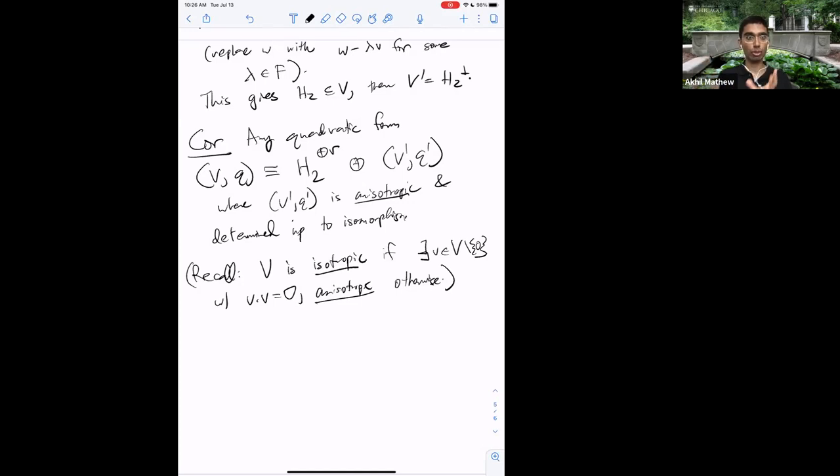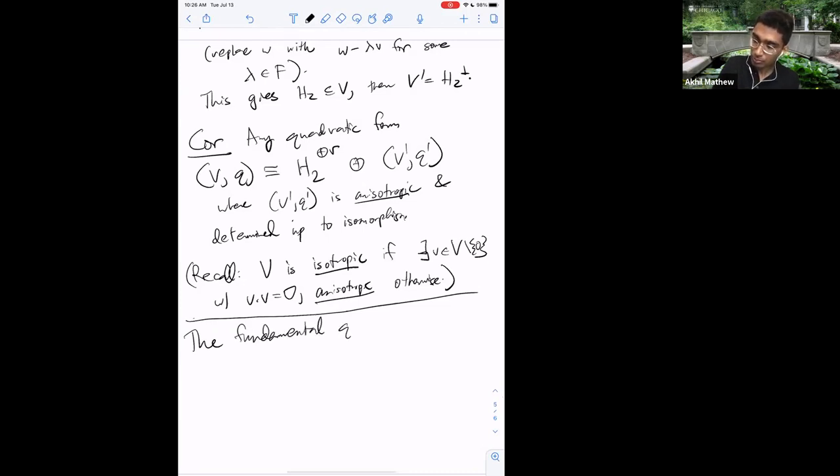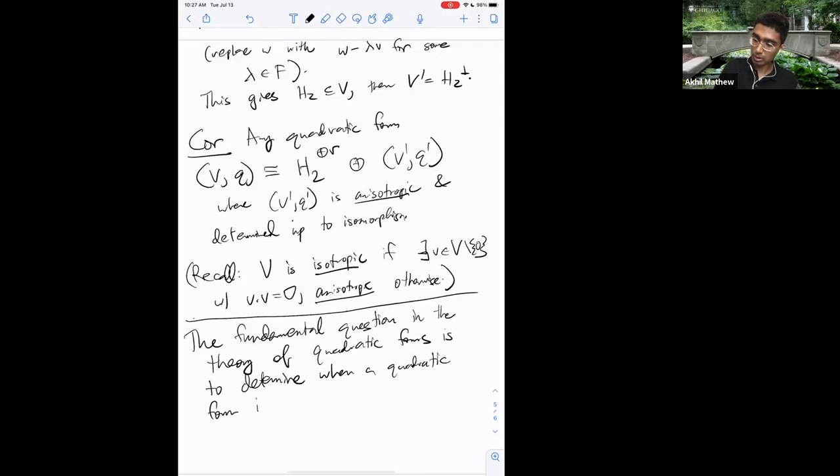And it turns out the most powerful question in all of this is when a quadratic form is isotropic. So the really fundamental question that you can ask over a given field is to have a tool for determining when a quadratic form is isotropic. For example, this is the form that the Hasse-Minkowski theorem states. When I say fundamental question, I mean fundamental out of the three questions I mentioned.